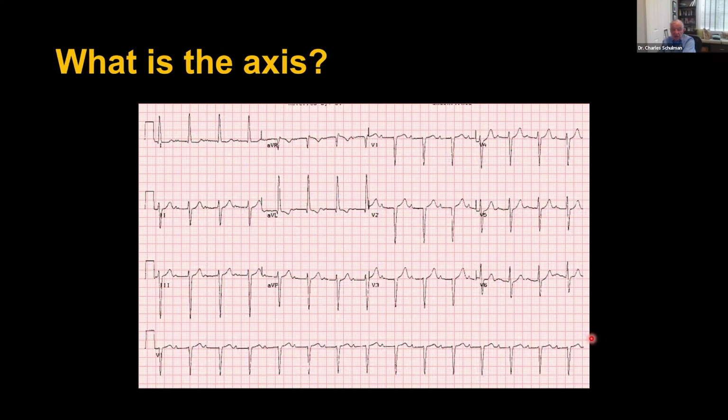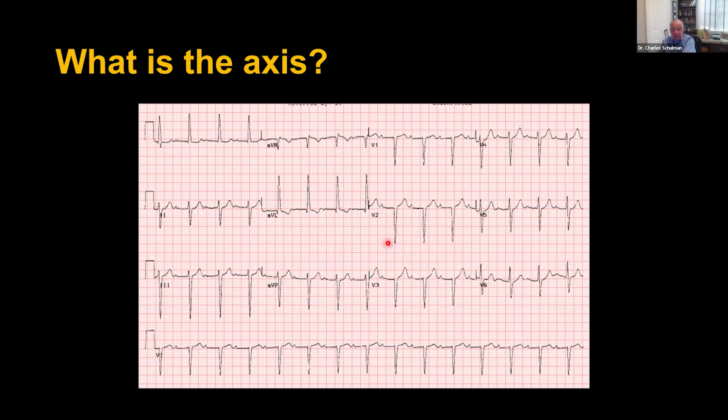Okay, so here we go. This is an ECG of a person who has, incidentally, a prolonged PR interval. You notice that? Greater than 200 milliseconds. It's a narrow complex, sinus rhythm.